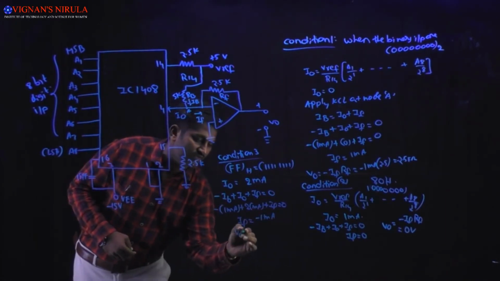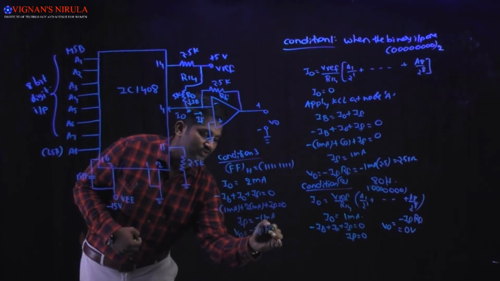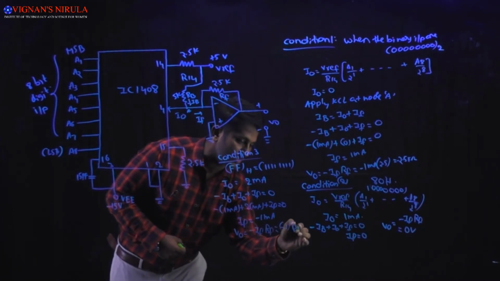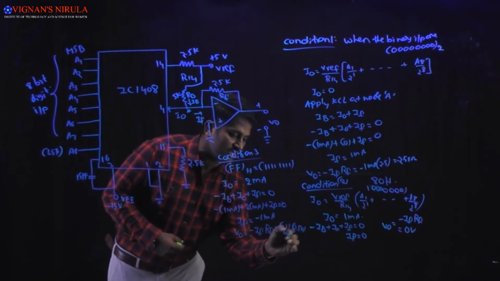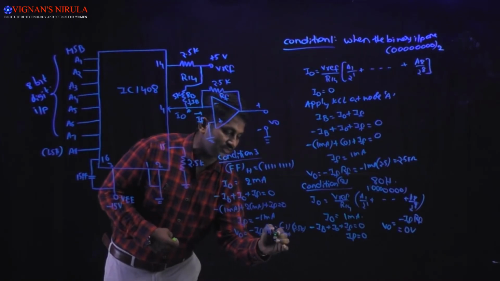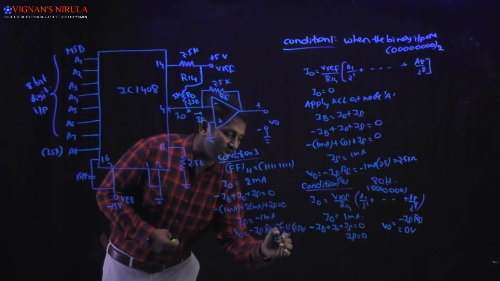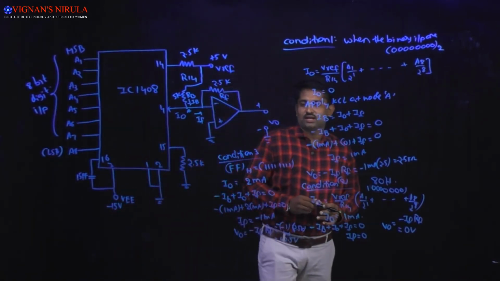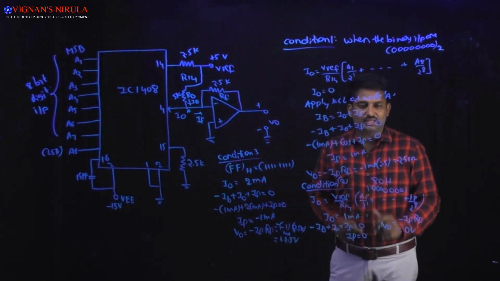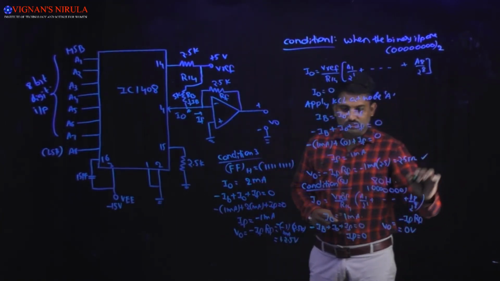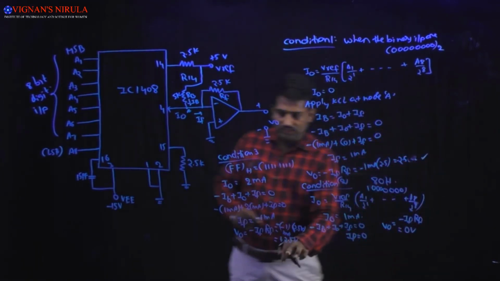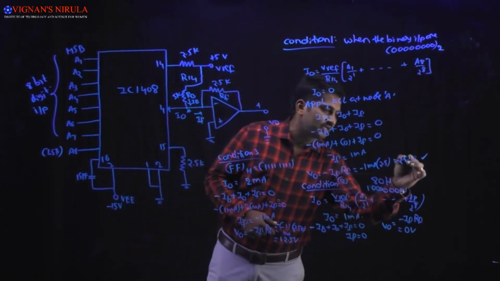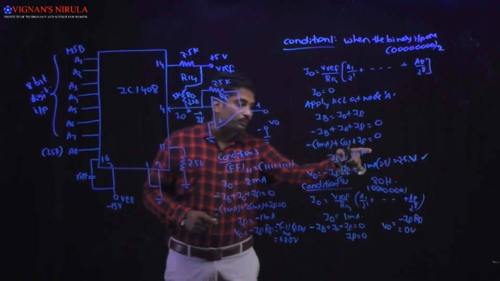So output voltage V naught is equal to minus IF into RF. So minus 1 into RF, which is 2.5 kilo ohms. Here it is minus 1 milliampere, so we will get minus of minus, which is plus 2.5 volts. That's it for condition 3. If you compare condition 1 with condition 3, here we are getting the output voltage as plus 2.5 volts, and there you are getting the output voltage as minus 2.5 volts.